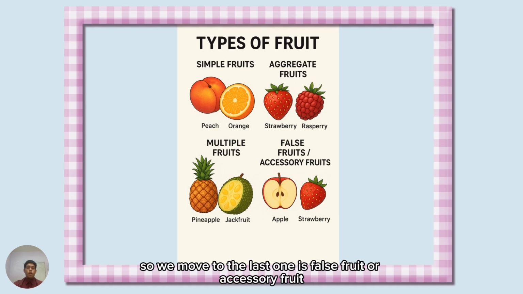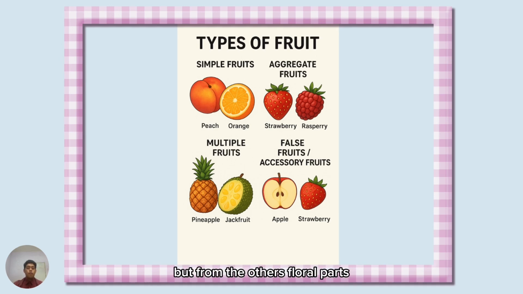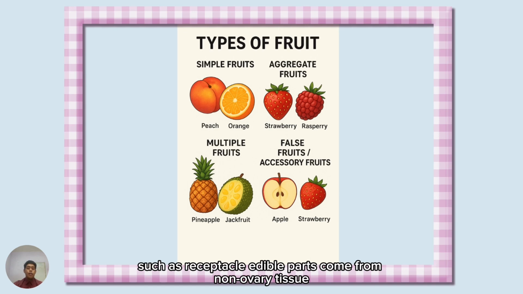So we move to the last one, false fruit or accessory fruit. This fruit does not develop from the ovary alone, but from other floral parts such as the receptacle. Edible parts come from non-ovary tissue. So we move to the video on the transformation of ovary into a fruit.